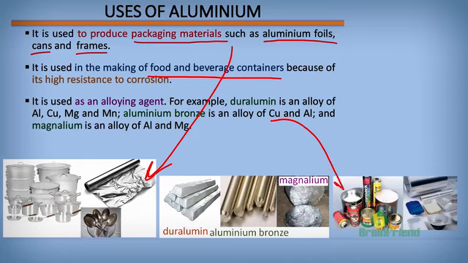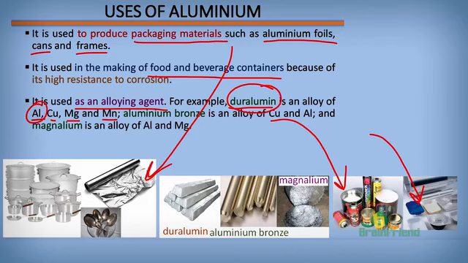As you can see, some food and drink containers, for example, disposable plates, some disposable cups as well, are made with aluminium. Aluminium is used as an alloying agent. So for example, we have an alloy called duralumin, and it's an alloy of aluminium, copper, magnesium, and manganese. All these metals come together to form this alloy. And of course, aluminium is a component of this alloy.